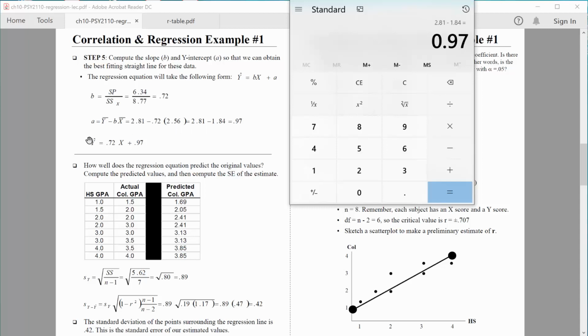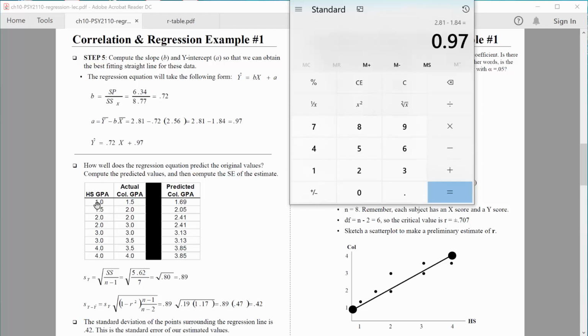Now we can go ahead and write out our full regression equation. Predicted y equals b times x, the slope 0.72 times x, plus our y-intercept 0.97. Now, in order to find any predicted college value, all we have to do is take 0.72, multiply by their high school GPA, and add 0.97.